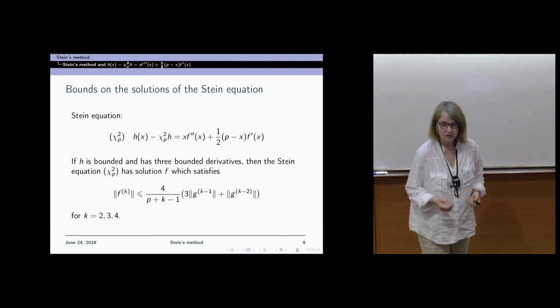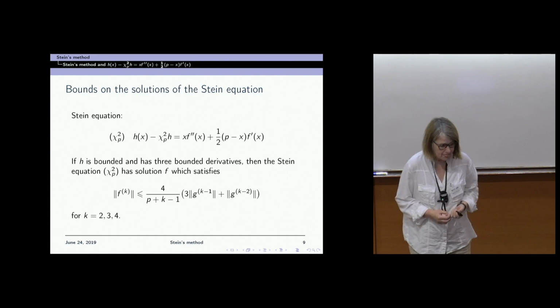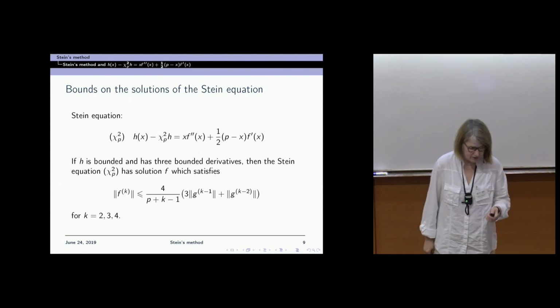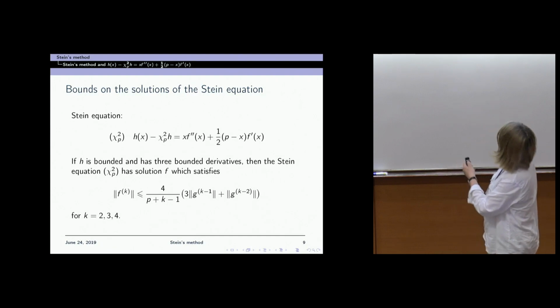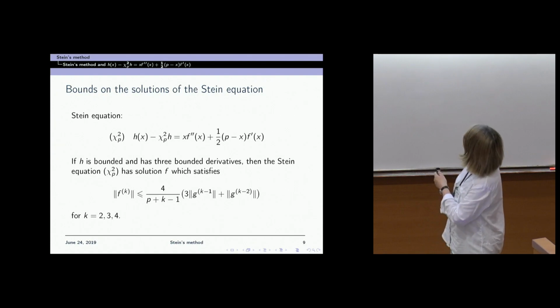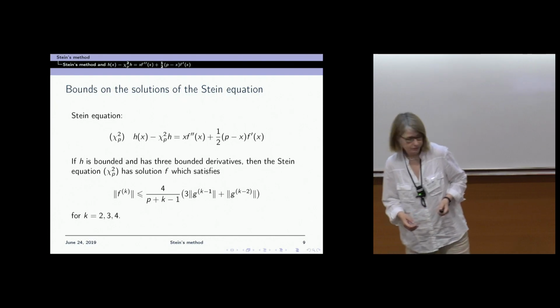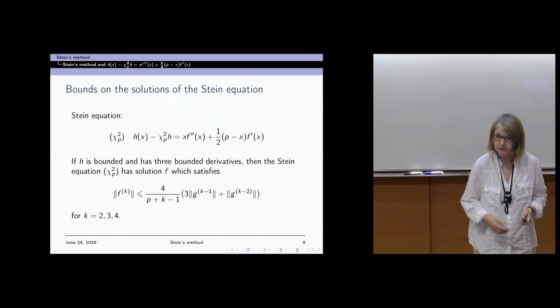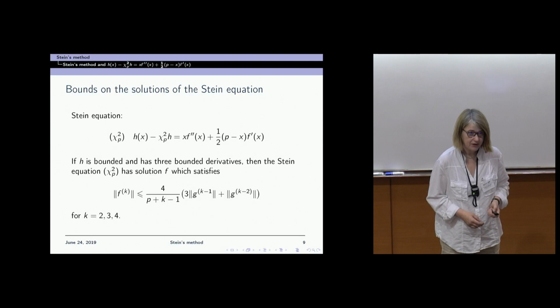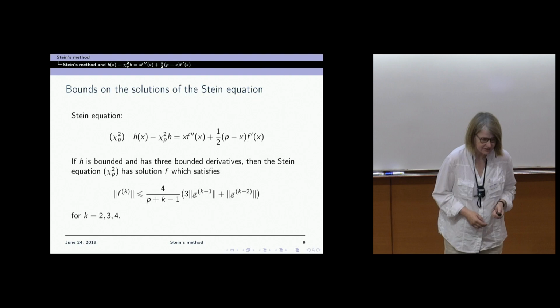If h is bounded and has three bounded derivatives, then the Stein equation has a solution f which satisfies that it's bounded by the k minus first and k minus second derivatives of g. And this is always the sup norm, divided by 4, multiplied by 4 divided by p plus k minus 1. So k is just the derivative, and p is the degrees of freedom. So that actually plays in your favor. Yes, that should be h, yes.